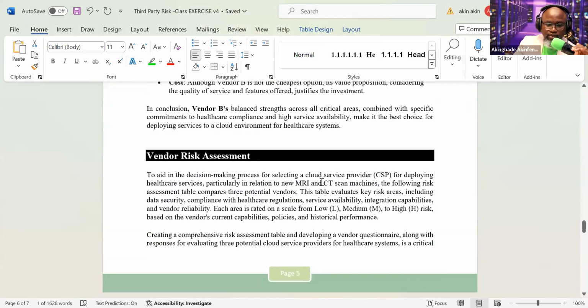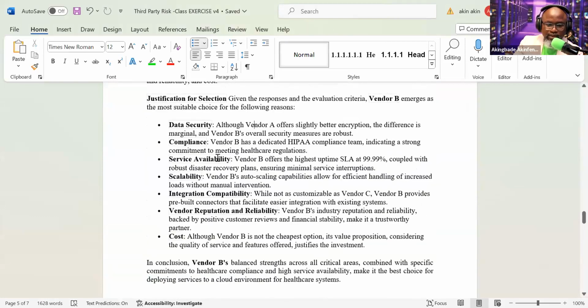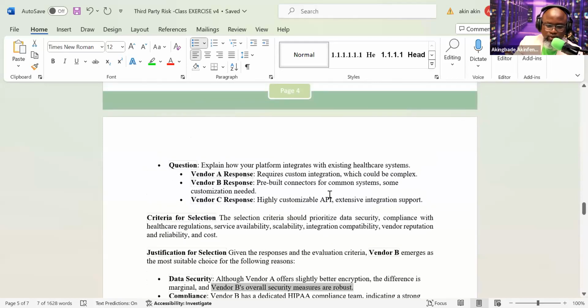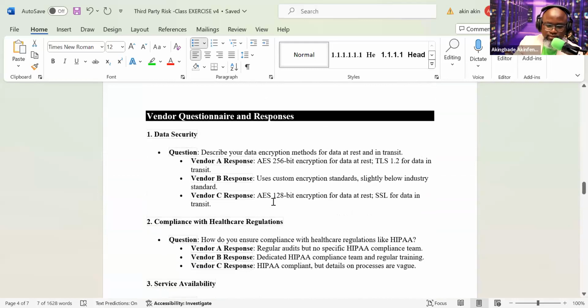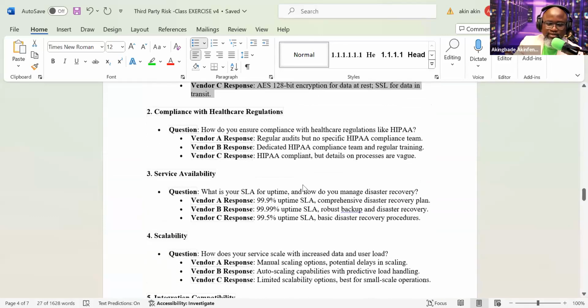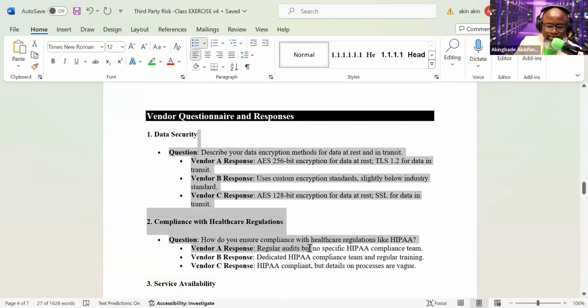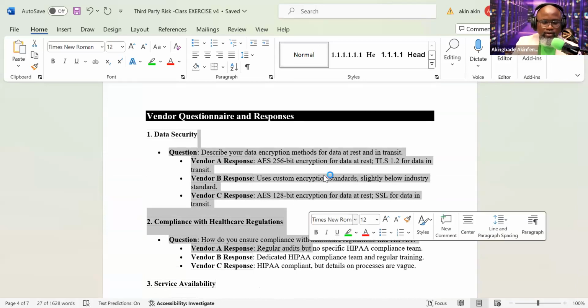Now, if you go up and read more, you will see each of them. You can see here although vendor A offers slightly better encryption, the difference is marginal, and vendor B's overall security measures are robust. So you can see here, it gives us more explanation on each of those vendors, right? You can go up and read more on each area. I know you don't have enough time to read everybody's response, but in an ideal situation, this is really what you need to read ahead of the final part of it. I just summarized, but if you look up here, you would have read all this, and this will have given you more context into the response of each of the vendors.